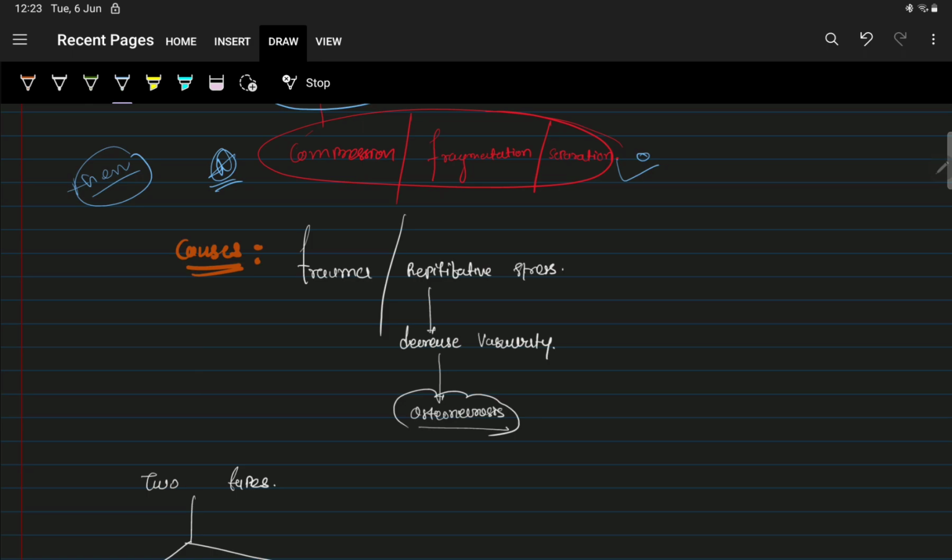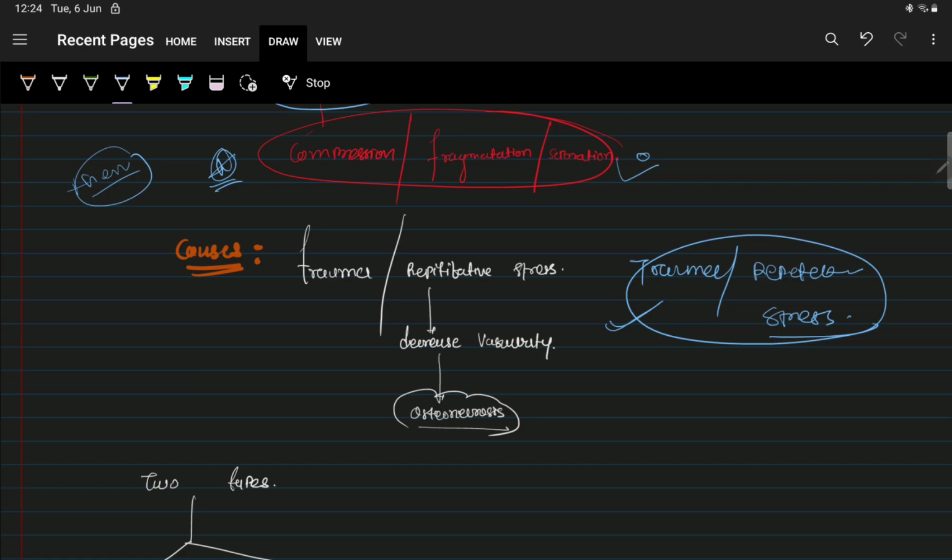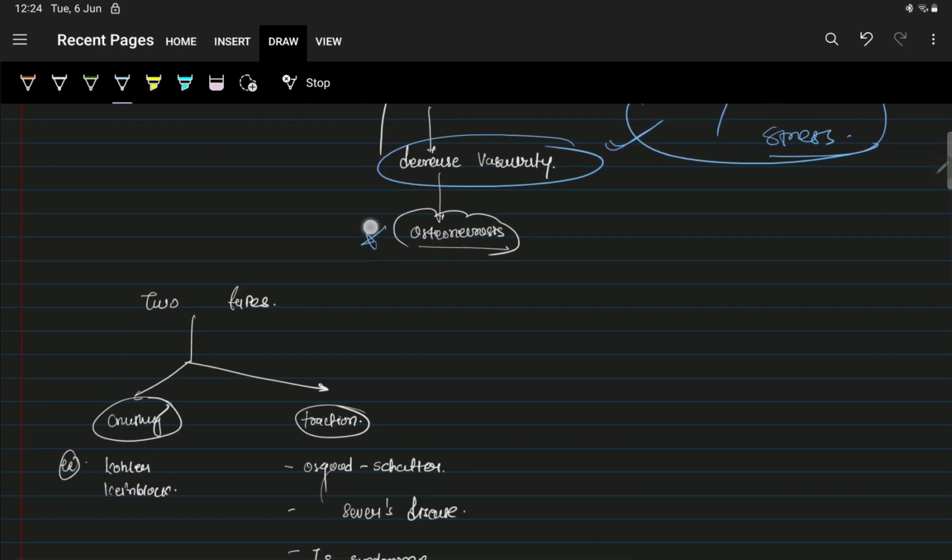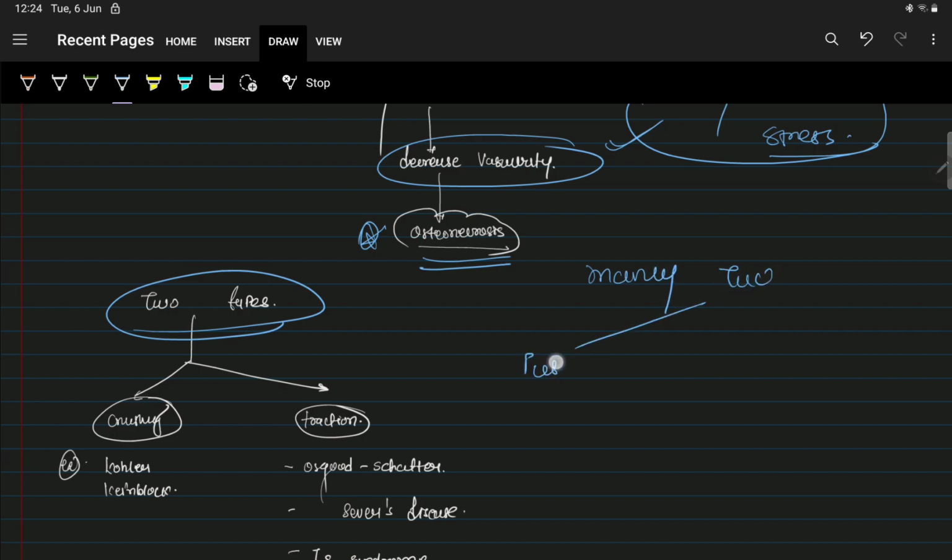The bone. What are the causes of osteochondritis? Mainly, that is trauma and repetitive stress. Trauma and repetitive stress will decrease the vascularity and osteonecrosis will occur. Okay. There are two types of osteochondritis, mainly two types. One is push and second is pull. Push is crushing injury and pull is traction injury.